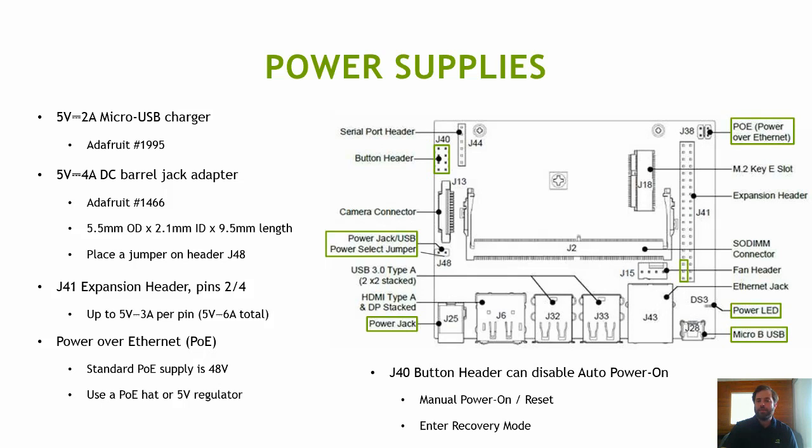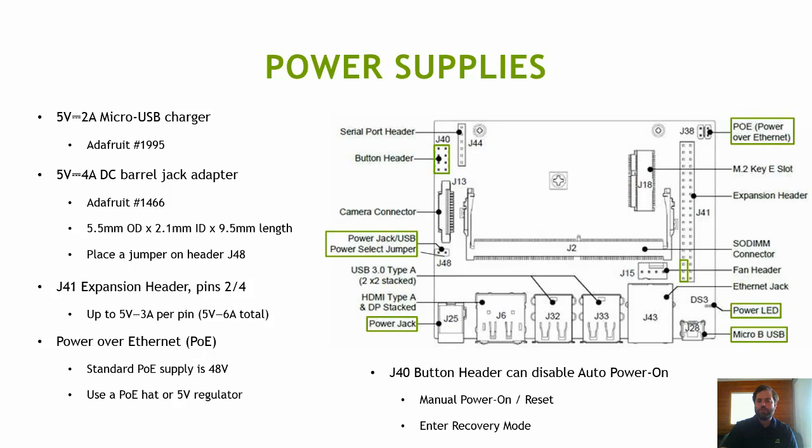If you're using a LiPo or NiMH battery, you'll probably need to use a voltage regulator to get it at a consistent 5 volts. Now there's actually a fourth way to power the board, and that's power over Ethernet. The Nano's Ethernet port is enabled with PoE, but power over Ethernet typically supplies 48 volts DC and the Nano needs 5 volts. So if you want to use PoE to power the board, you'll need to use a PoE hat or a step-down voltage regulator to convert it from 48 volts down to 5 volts.